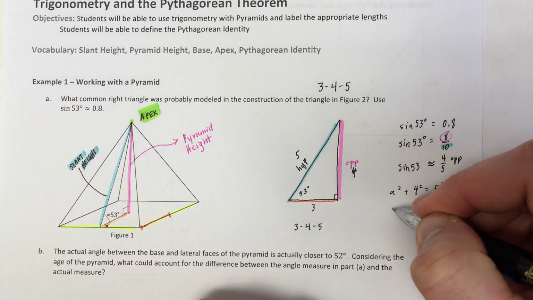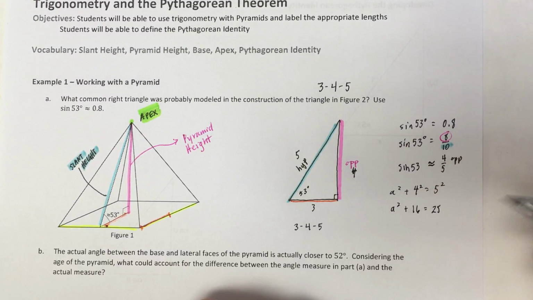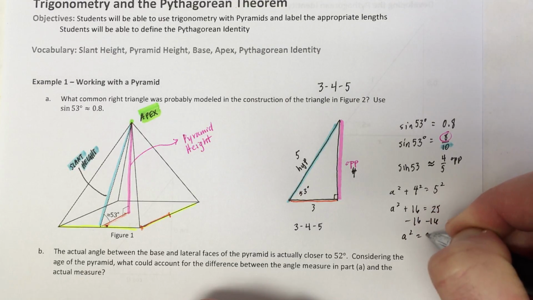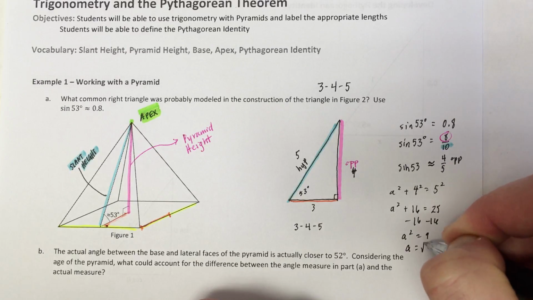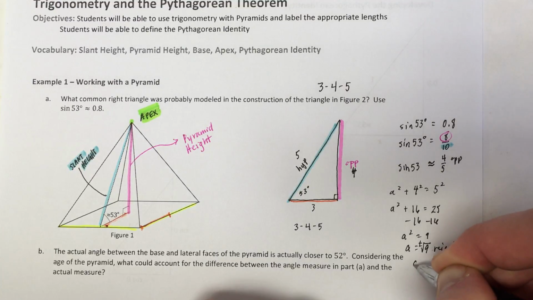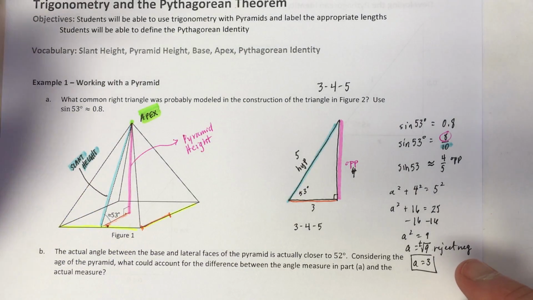Let's finish this up just to make sure we are familiar with using the Pythagorean theorem. 16 plus a squared equals 25. Subtract 16 from both sides. A squared equals 9. A equals the square root of 9, plus or minus. We're going to reject the negative one. So A is equal to 3 as expected.